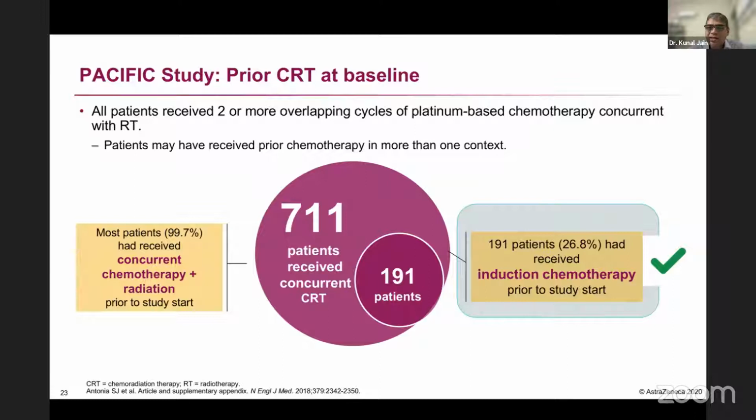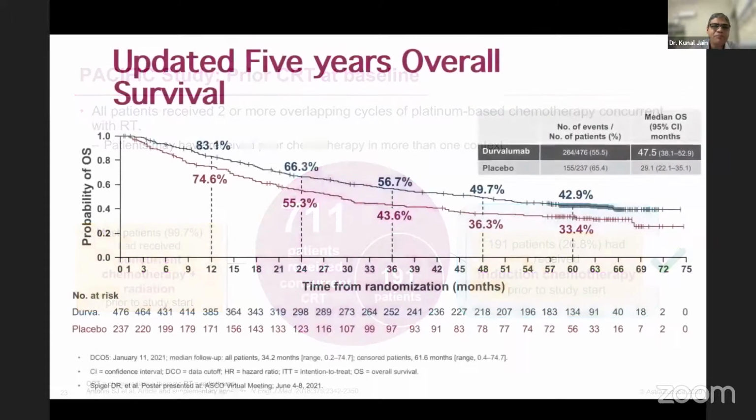And previously, in one of the slides, I had shown that about 27% of patients received induction chemotherapy prior to study start. So induction chemo followed by concurrent chemoradiotherapy, and then depending on the response, patients who had partial response, stable disease, or complete response would be enrolled for further treatment with the immunotherapy.